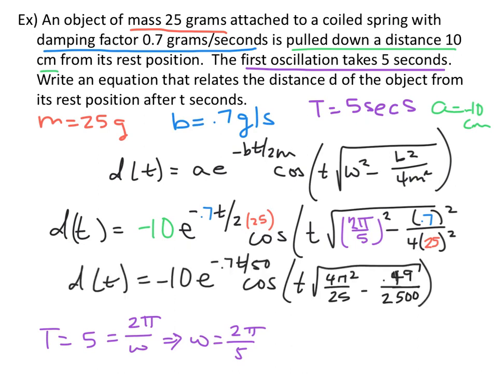So you can multiply things out if you want to. 2 times 25 is 50. 2 pi over 5 squared, if you wanted to, would be 4 pi squared over 25. 0.7 squared would be 0.49, and 4 times 25 squared would be 2,500. Or you can just leave it in this form if you'd like.